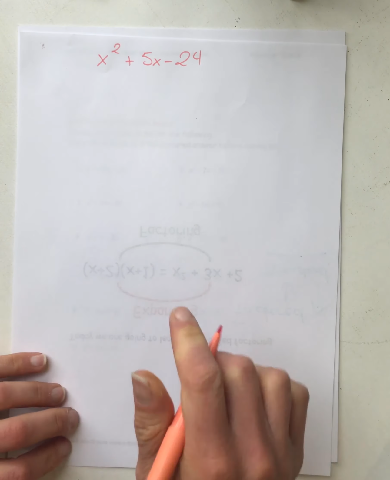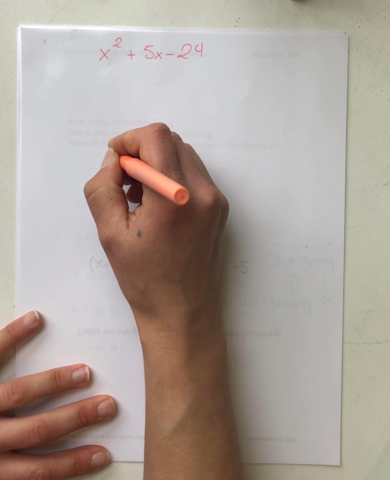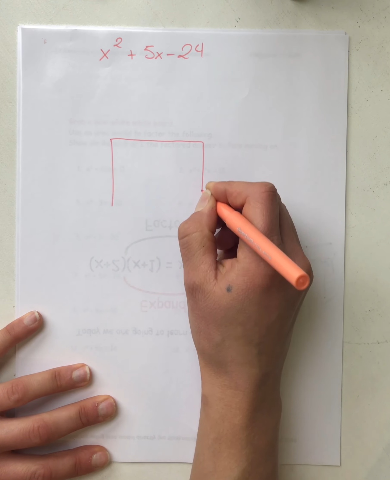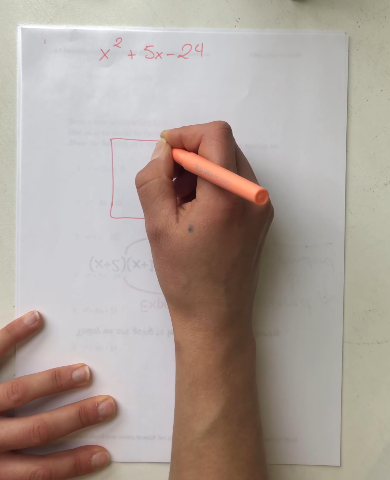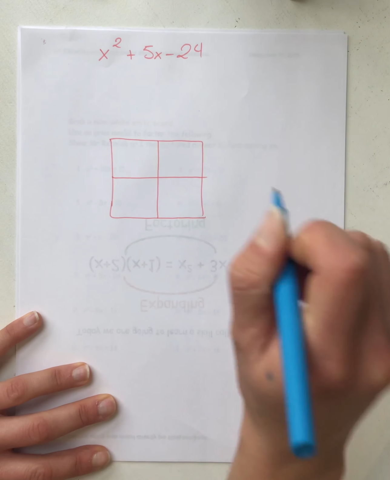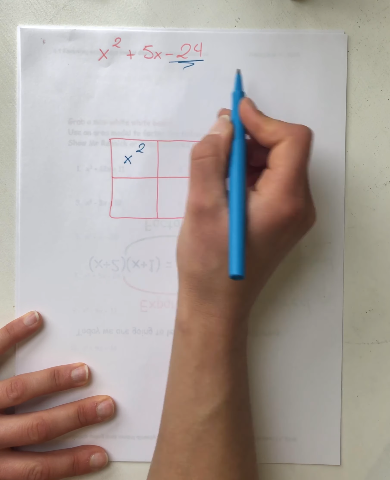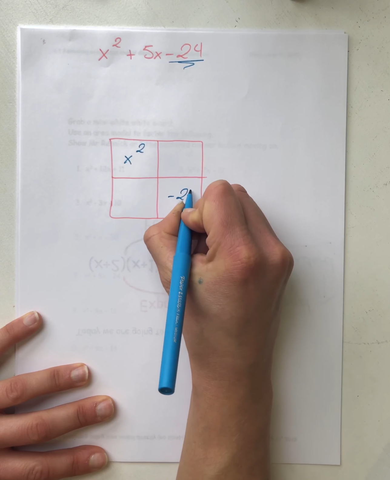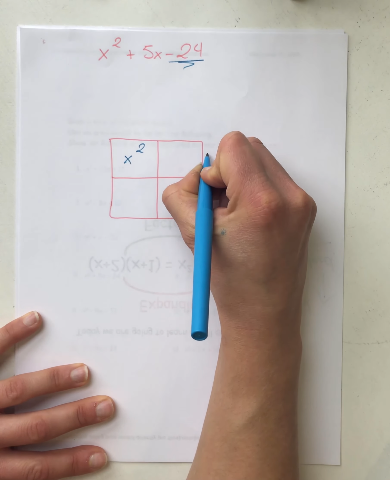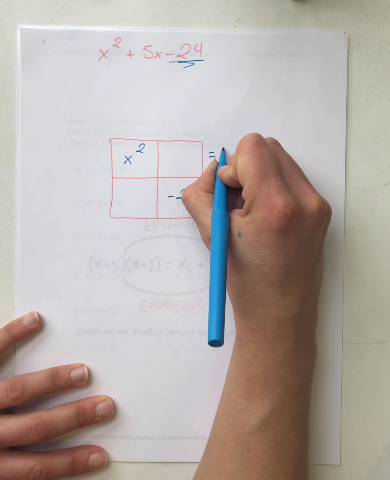All right, let's try this again. So we're going to do our window box. We're going to plug in the information we know. So we know that x squared goes here, and we know that negative 24 goes down here. And then we know that these two boxes added together are going to give me 5x.